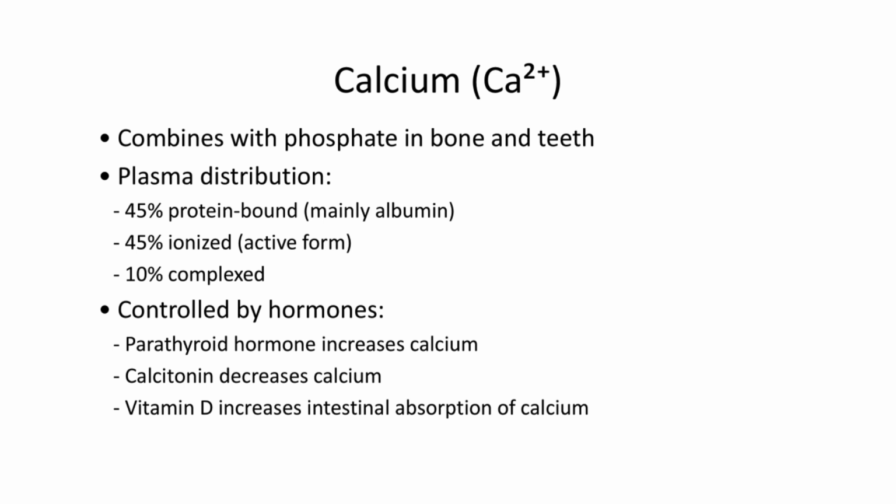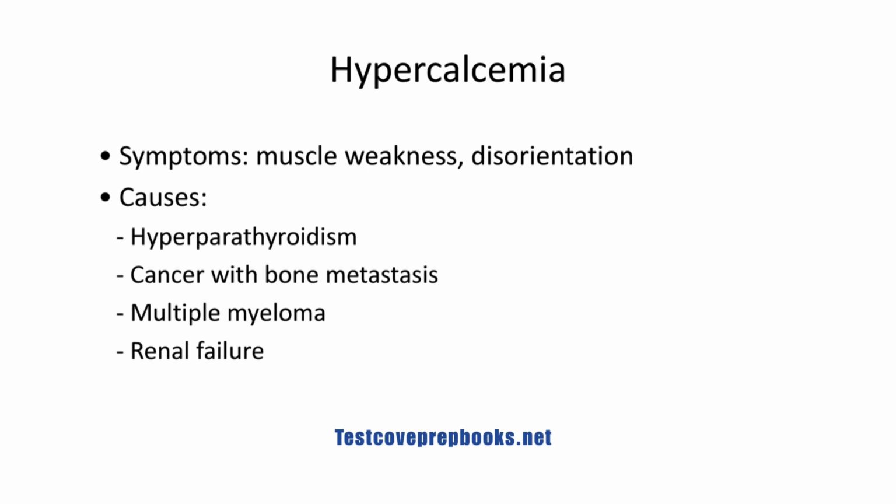Parathyroid hormone increases calcium levels. Calcitonin works in the opposite way, decreasing calcium by inhibiting bone resorption. Vitamin D increases intestinal absorption of calcium and also helps in bone regulation. When calcium levels are too high, patients may experience muscle weakness and disorientation. Causes of hypercalcemia include hyperparathyroidism, cancers with bone metastasis, multiple myeloma, and renal failure.